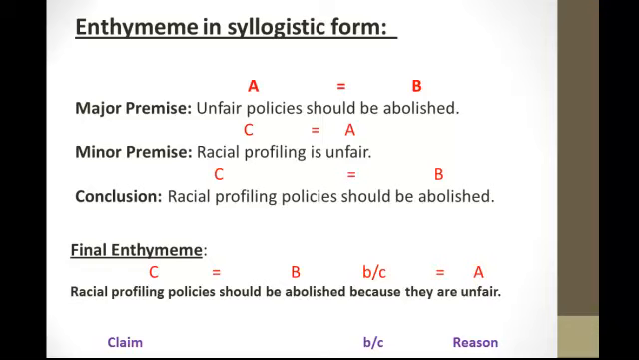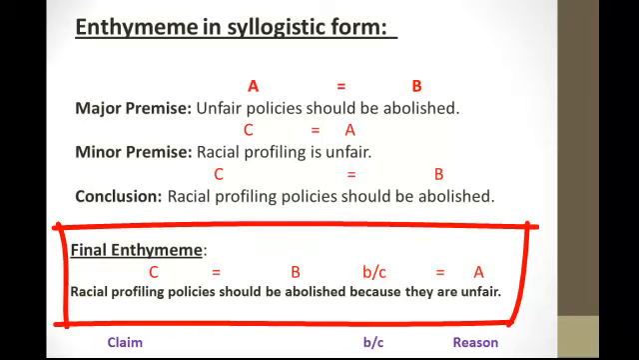I don't want to get too far back into Toulmin, but I hope you see the connections there. So racial profiling policies should be abolished. That's the claim. That's what we're arguing for. And then it's connected to the reason why we believe racial profiling policies should be abolished with the word because. And then the reason is they are unfair. And you can see how that comes from the syllogistic form of the enthymeme. They are both the same thing. Syllogistic form of an enthymeme and then the final enthymeme itself. Those are both considered for persuasive purposes to be enthymemes, but what we really want you to be able to use is this final form of the enthymeme. But we didn't give you examples of that.